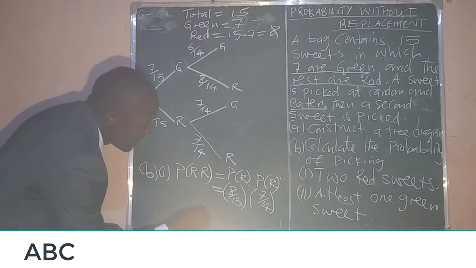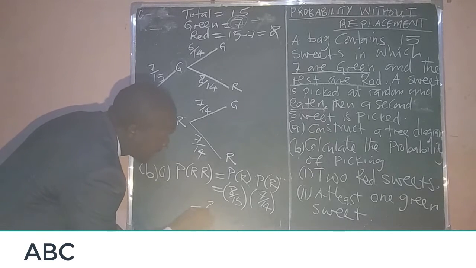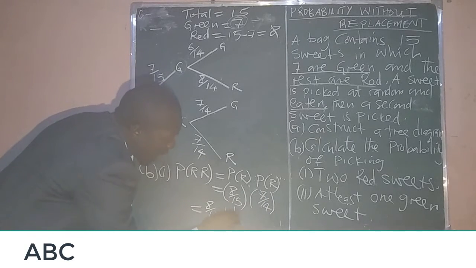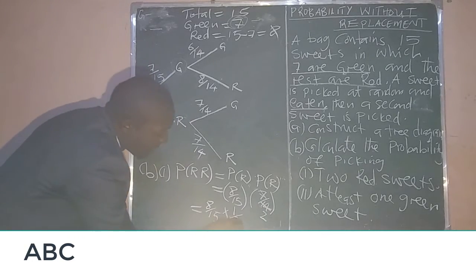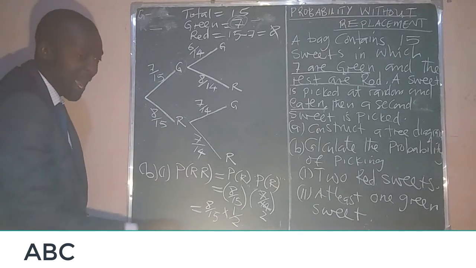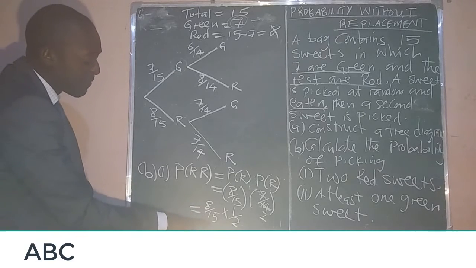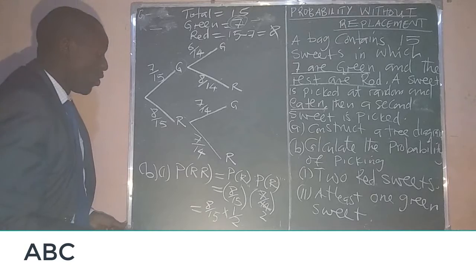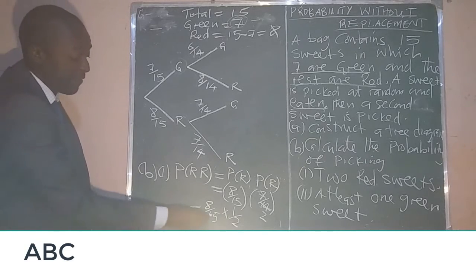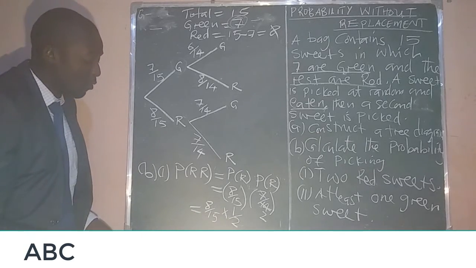So we are going to have 8 over 15 times, 7 into 7 is 1, 7 into 14 is 2. You have half here. So when you multiply 8 over 15 times half, you're going to have 8 times 1, which will give you 8, and then 15 times 2 will give you 30.